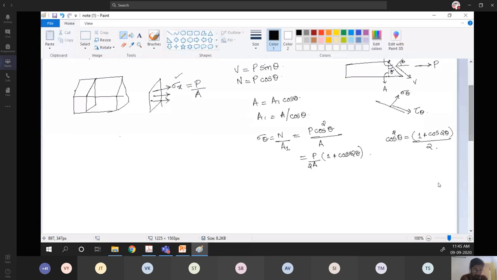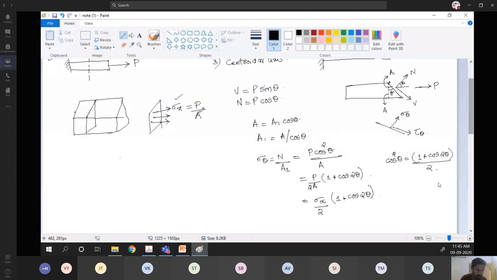Here I'm taking this value sigma x equal to P by A, and if I substitute here, I'm getting sigma x by 2 into 1 plus cos 2 theta. So this will be the stress perpendicular to the inclined section when an axial load P is acting, where sigma x corresponds to the force by area when there is no inclination.